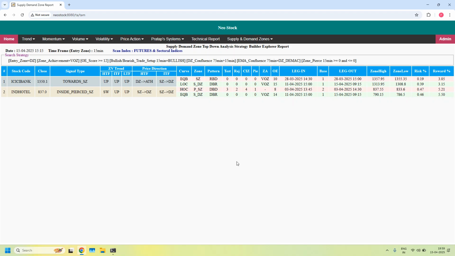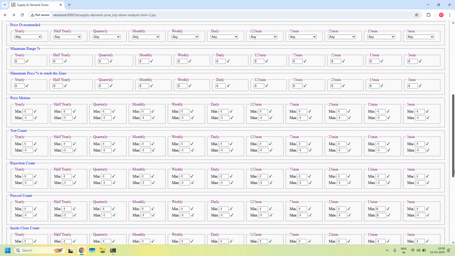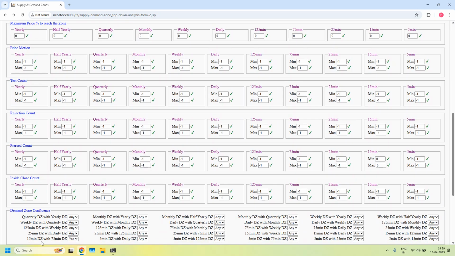Okay. Next we will look into LTF, ITF, HTF demand zone confluence supported stocks. I am removing the EMA filter. In the demand zone confluence, we have to set 3 filters. The first filter is already enabled, 15 with 75 demand zone confluence. Next, 15 minutes with weekly demand zone confluence, and 75-minute demand zone with weekly demand zone confluence, with all the 3 filters, LTF, ITF, HTF, demand zone confluence.